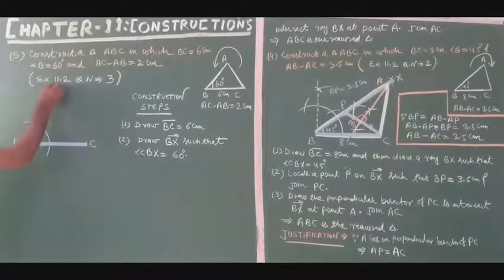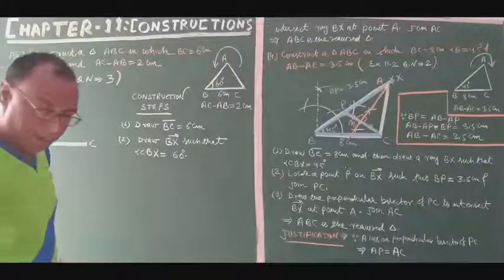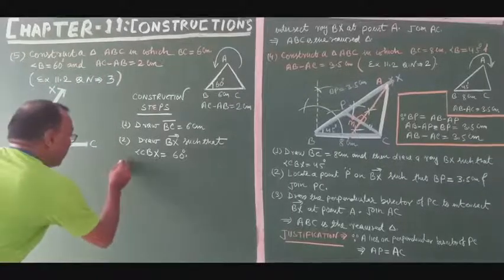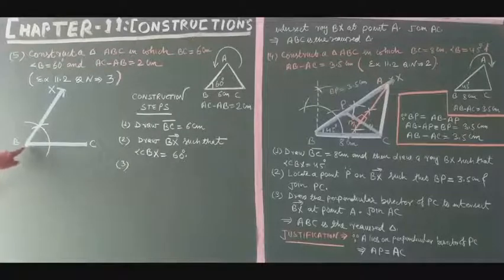The ray BX. Is it there? And now what is the second step? The third step. Either produce this ray in the downward direction or construct an opposite ray to BX.